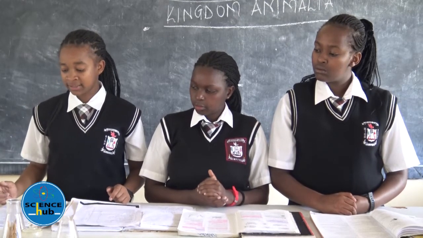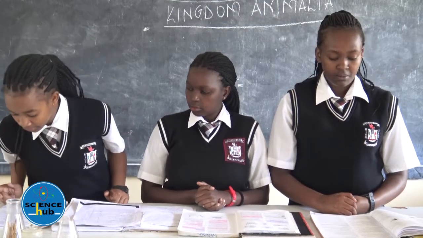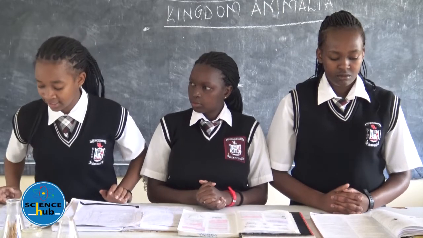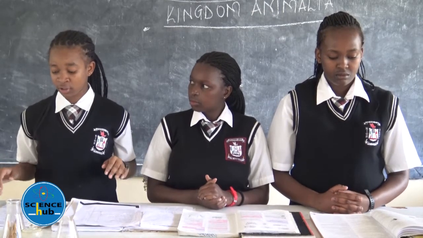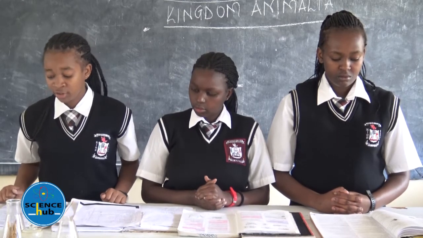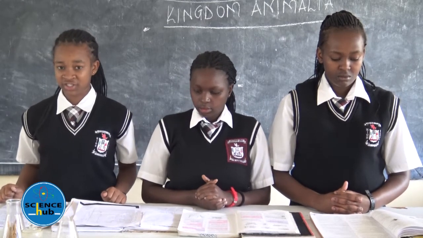Then they lay eggs. Each leg at the end of it has toothed claws. And class Arachnida, they don't have antennae, and they use book lungs for gaseous exchange.